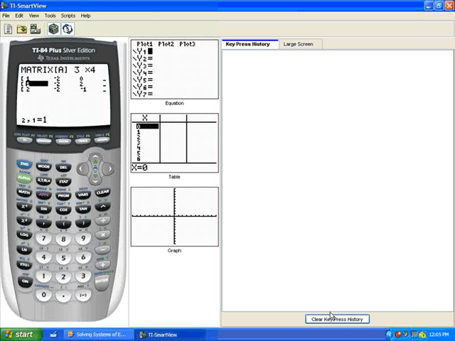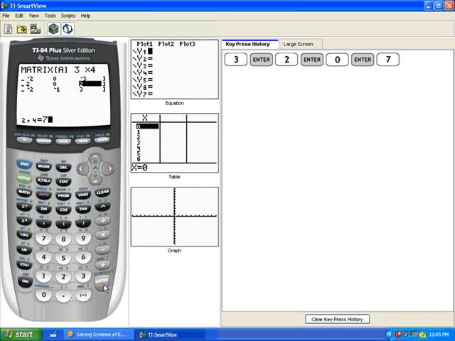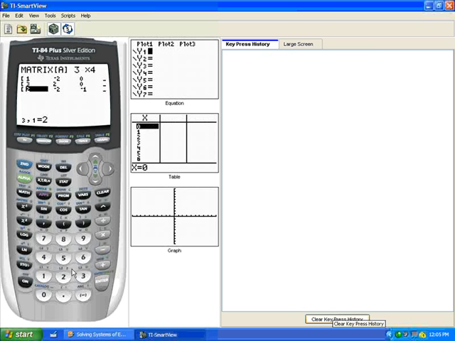Then we go to the next row. It was a 3 for x, a 2 for y. Again, the z was missing, so we put in a 0. And a 7 was the constant. And ready for the last row.